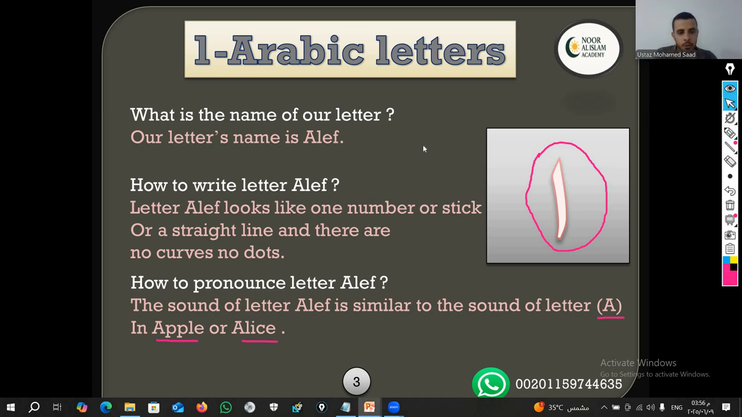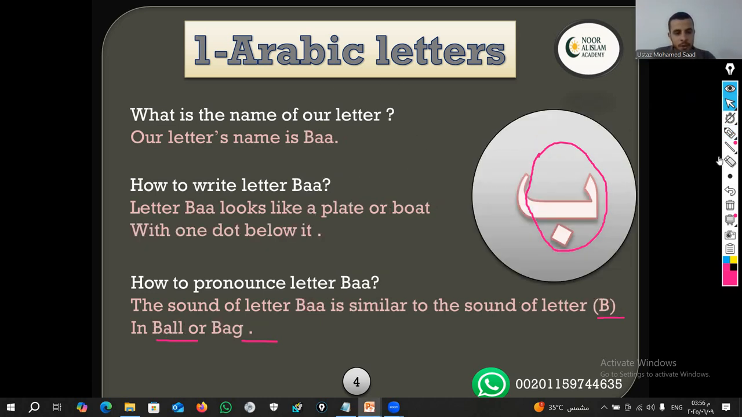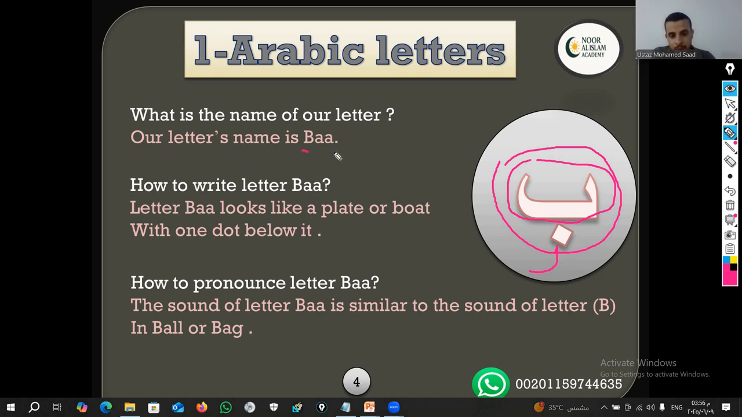Right now, let's go to the following one, the one after Alif. This one is letter Ba. As you can see, letter Ba looks like a bed, or a boat, and we have only one dot underneath it, only one dot below it. So this one is named Ba, and Ba looks like a plate or a boat with only one dot below it. The sound of letter Ba is very similar to the sound of letter B in the word ball or bag. So Ba, ball or bag.